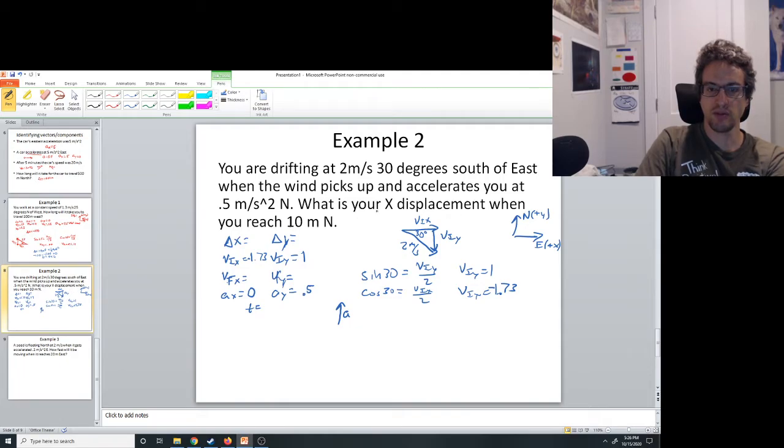What is your x displacement when you reach 10 meters north? So my change in what? Guys, why did you let me do this? It's all your fault. This is the one that's negative. It's y that's negative 1, not x.